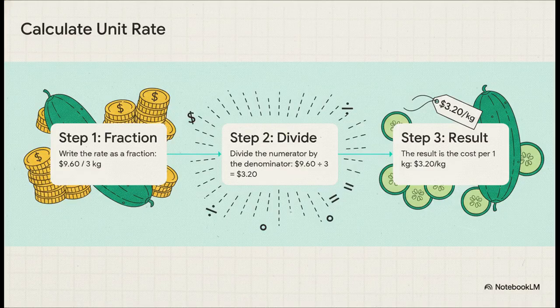Let's actually walk through how to calculate it. For that first cucumber deal, we start by writing it out as a fraction. You see it there in step 1, with the price on top and the kilos on the bottom. Then for step 2, you just do simple division. Divide the top number by the bottom number. 960 divided by 3 gets you 320. And there you have it. Step 3. Our unit rate is $3.20 per kilogram.